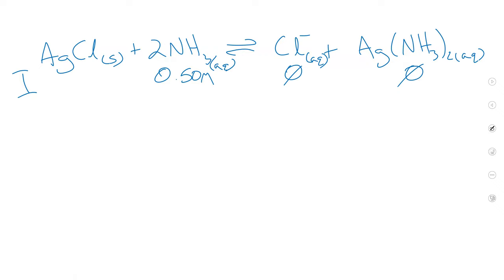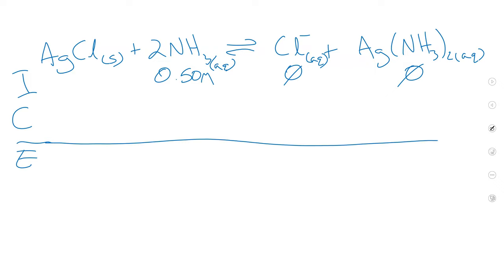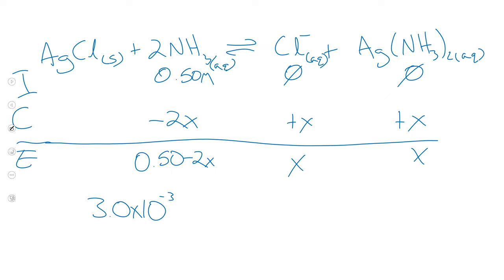For our initial row, we don't have anything on the product side. What's our change going to look like? Minus 2x. And over here, convenient stoichiometry, right? It's just plus x and plus x. And we're going to wind up squaring it, right? So we're going to wind up with what it was. It was 3.0 times 10 to the minus 3, our combined K value.